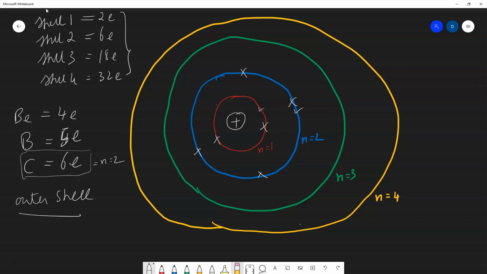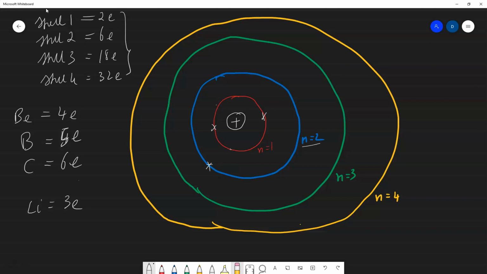For example, for hydrogen, so go back to hydrogen. Now hydrogen has got only 1 electron, so 1 electron fills here. So for hydrogen, the outer shell is the first shell. For lithium, which has got 3 electrons, the first 2 electrons will go here, the third electron will go here. So the outer shell for lithium is shell number 2. So depending on the number of electrons, the outer shell will change.